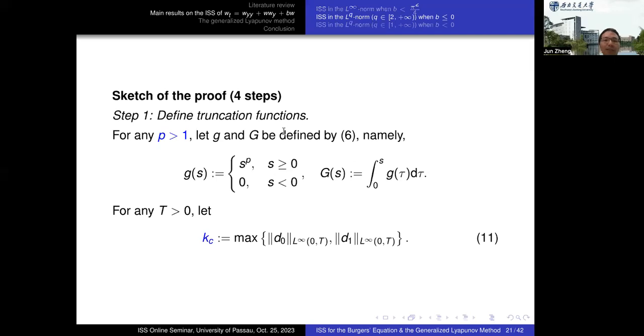So in the first step, we would like to define truncation functions first. In fact, for any p strictly larger than 1, we can define GS and capital GS like before. But we define the constant kc by using only the boundary disturbances. That is to say, we do not consider the initial data. We only use the L-infinity norm of the boundary disturbances to define kc. This is the difference from the one in the last proof.